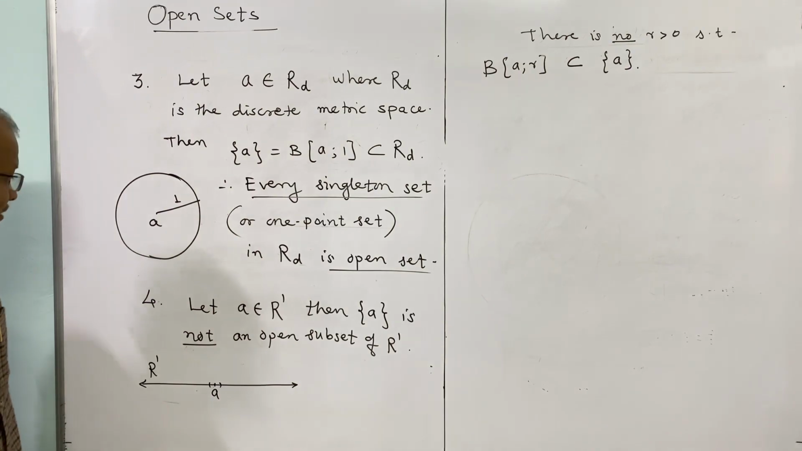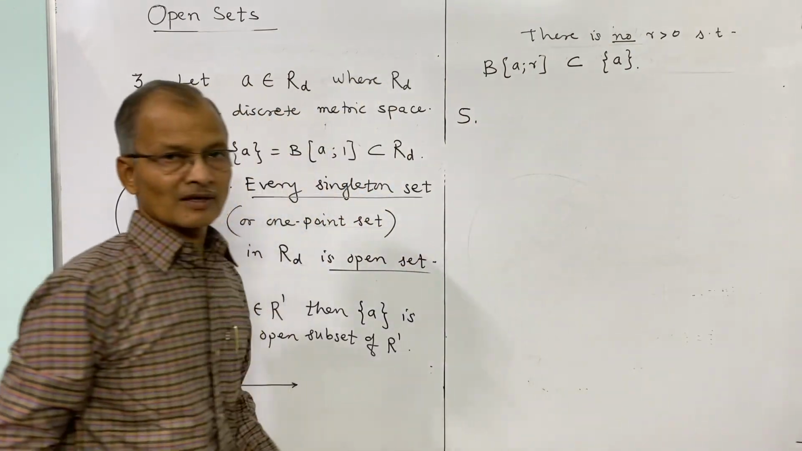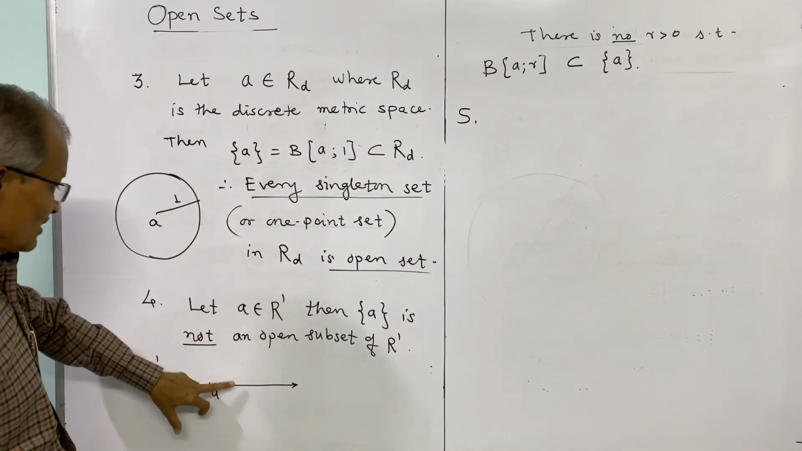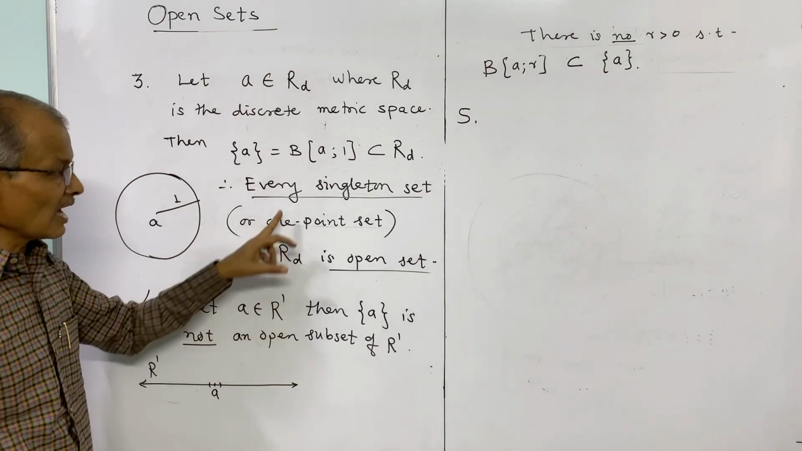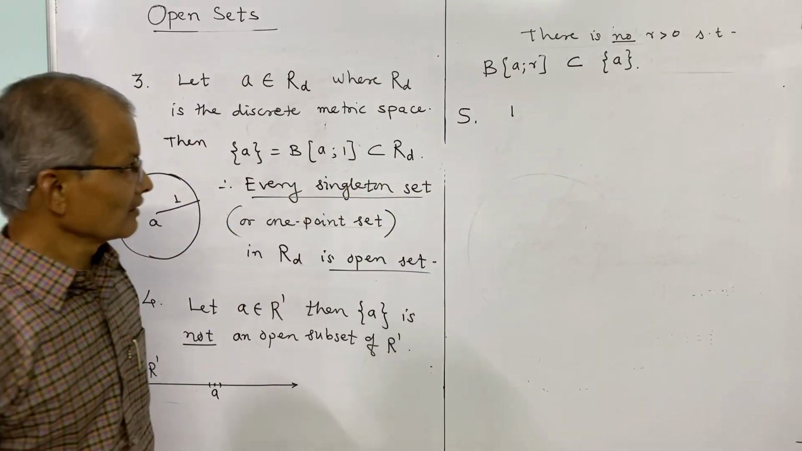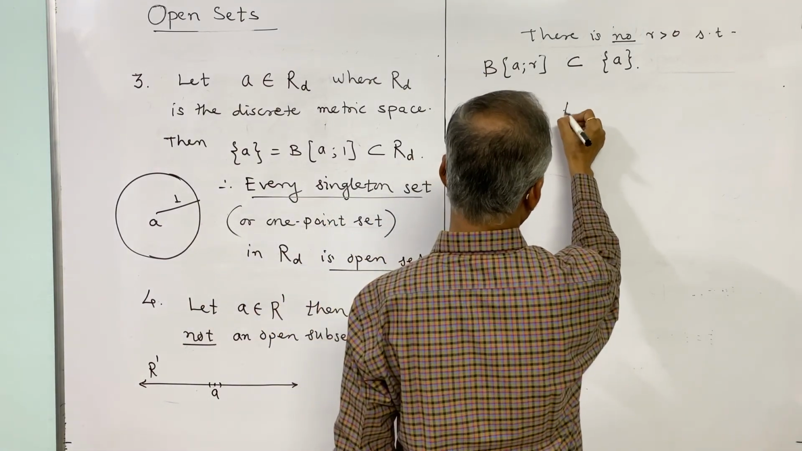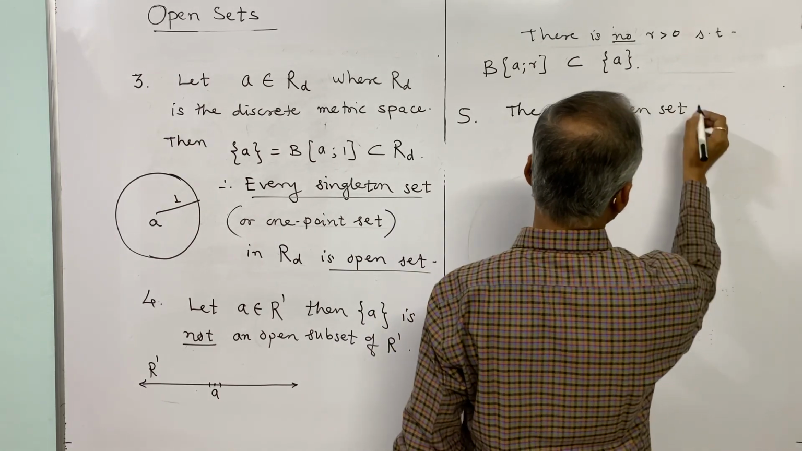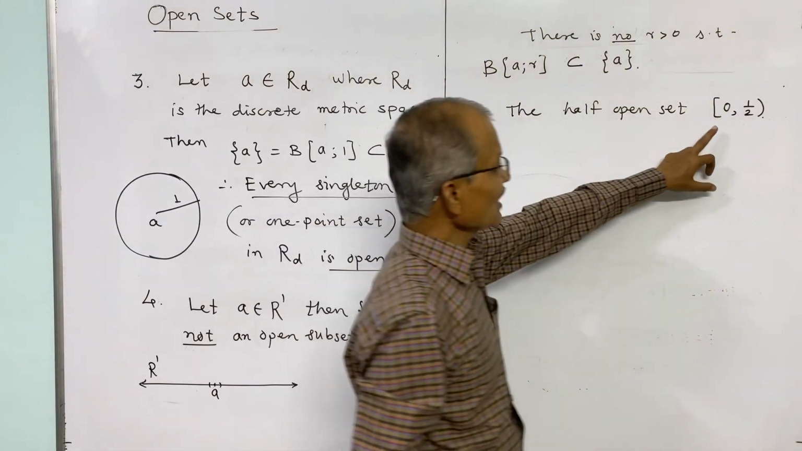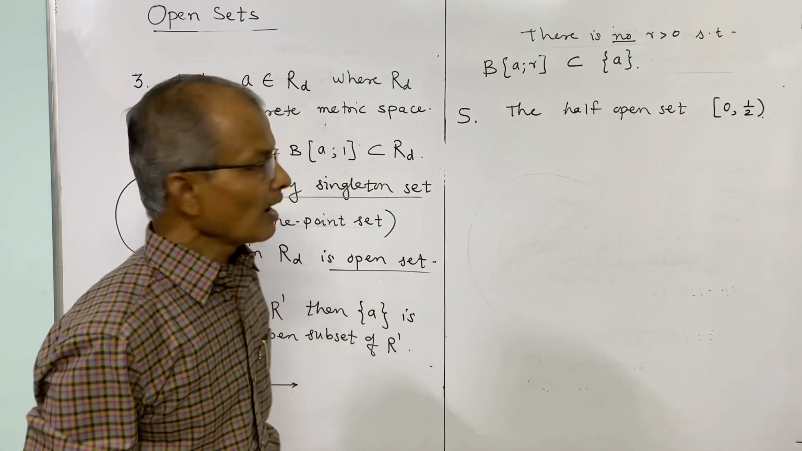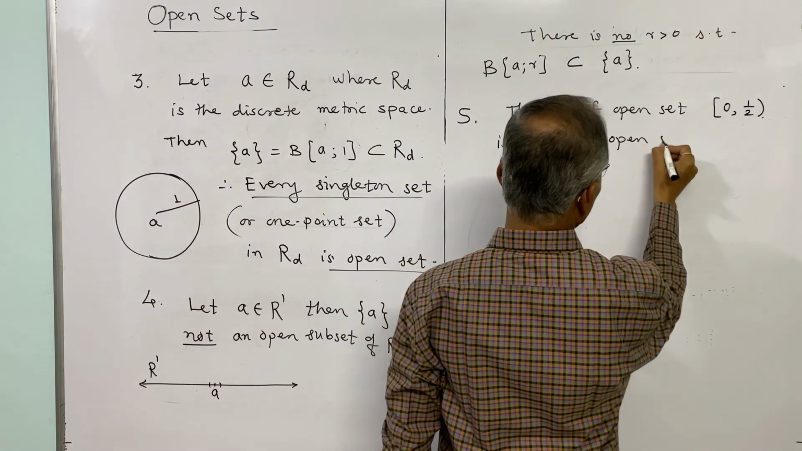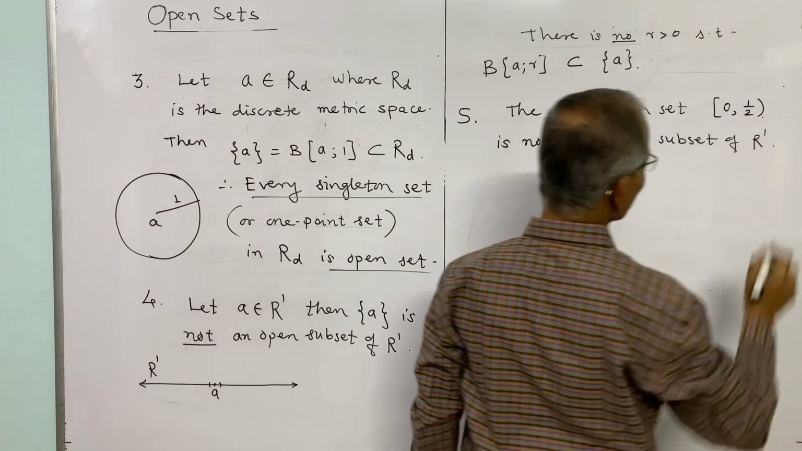This is the meaning. That means whether a set is open or not depends on the metric space. Here this singleton set A is open, but here the singleton set A is not open in R1. It is open in RD but not open in R1. Now we will consider the set that is half open, 0 to 1/2, closed at the lower end, open at the right end, and this is not an open subset of R1.